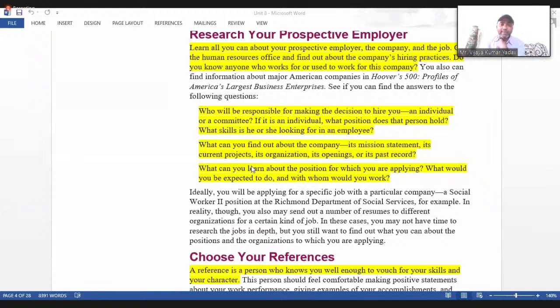Then what can you find out about the company? Its mission statement, its current projects, its organization, or its past record. Now about the company, what you have to know. What are its current projects? What kind of organization is it? What is its past record? What are the things that are currently in practice in the company? All these things you have to know.